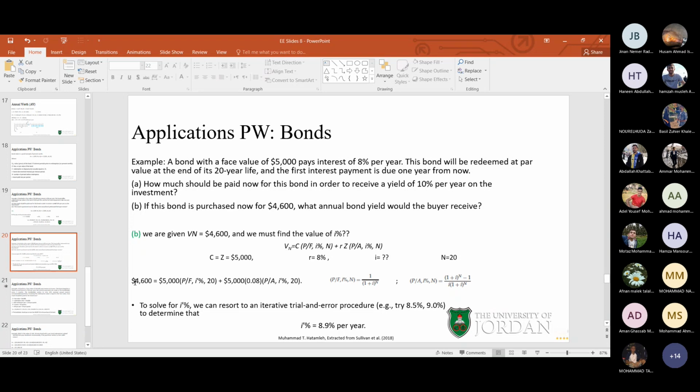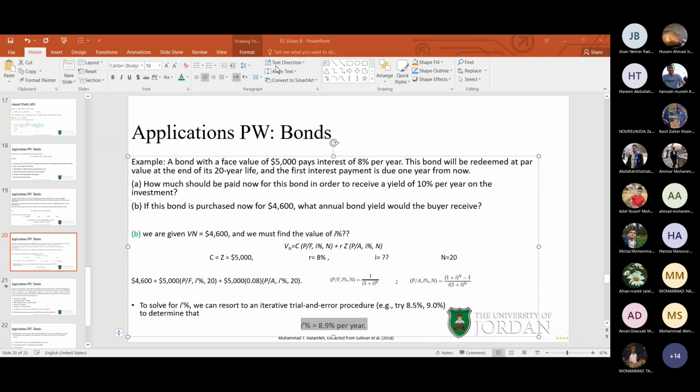If you can use the calculator to solve this formula, this is the equation for find P given F, this is the equation for find P given A. نقدر نحطها على السولفر and the calculator would give you an answer of an interest rate or yield interest rate equal 8.9% per year.